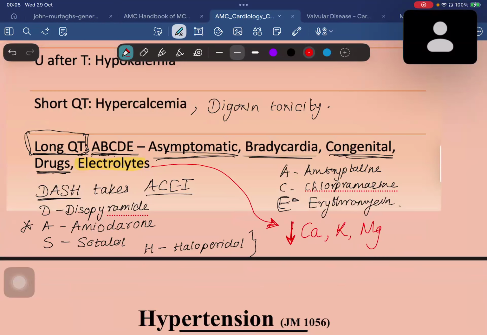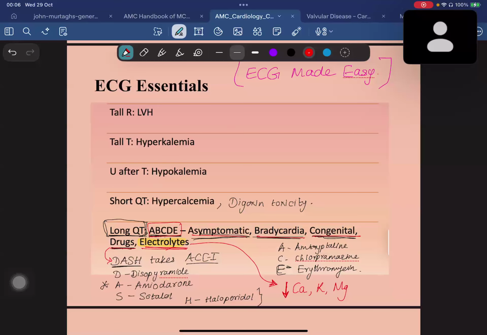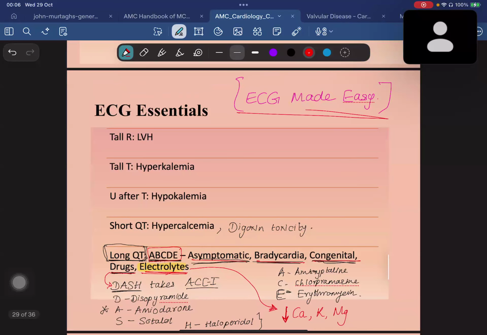So for long QT, remember A, B, C, D, E. A would be asymptomatic, B a bradycardic situation, C congenital conditions, D drugs. For drugs, we will remember DASH takes ACE inhibitors, so DASH and ACE. And then also remember electrolytes: calcium, potassium, and magnesium. That's pretty much it about long QT. And like I said, try to read ECG Made Easy as well.